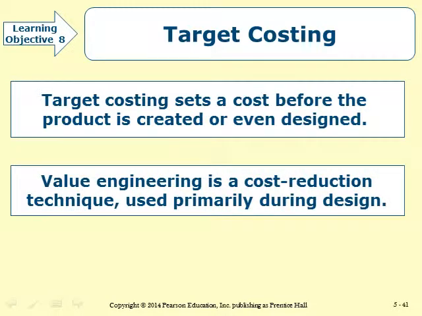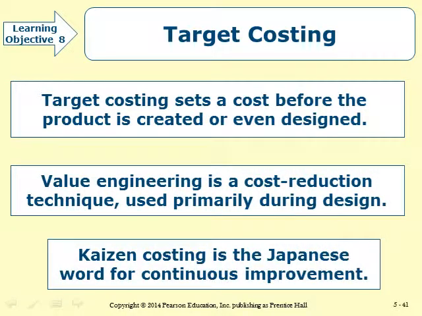Another approach to the relationship between cost and prices is to take a product's market price as given and determine the maximum cost the company can spend to make the product and still achieve the desired profitability. We call this target costing.